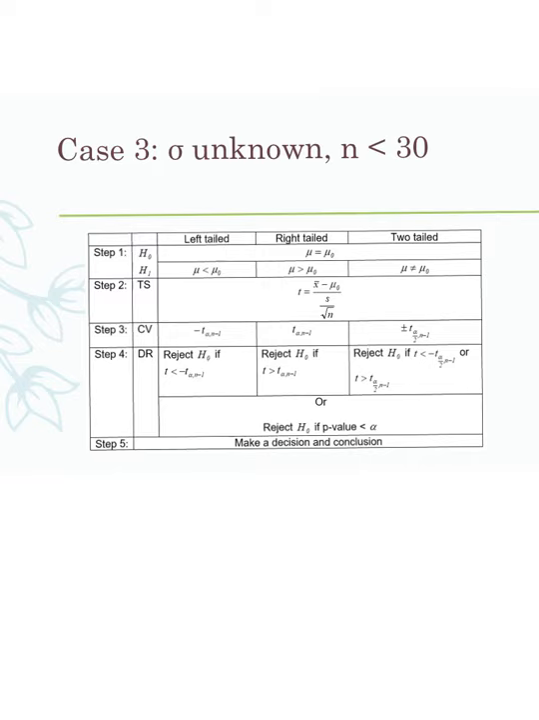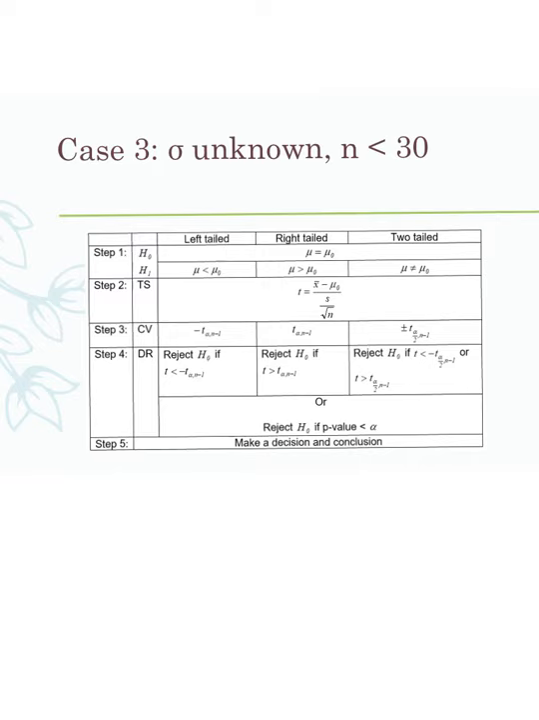So step number 1, again, state the null and alternative hypothesis. It can be left tail, right tail, or two tail. And for the test statistic, we have T equals x bar minus mu divided by s over square root n. And then the critical value also, we follow T. So for left tail, we have negative T alpha, n minus 1. For right tail, T alpha, n minus 1. And for the two tail, plus minus T alpha over 2, n minus 1.